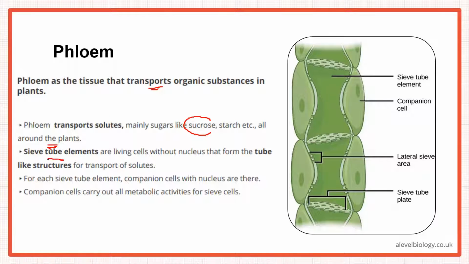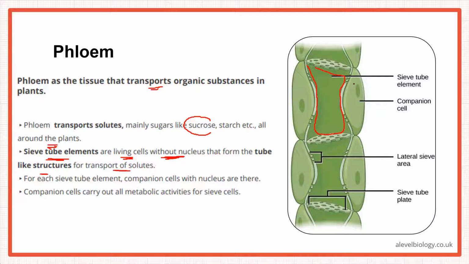Then sieve tube elements, as you were looking at here. These are the sieve tube elements: elongated cells. These are living cells. Please make sure you remember that these are not dead cells. They are living cells, but they do not have any nucleus. They form the tube-like structures for the transport of solutes.